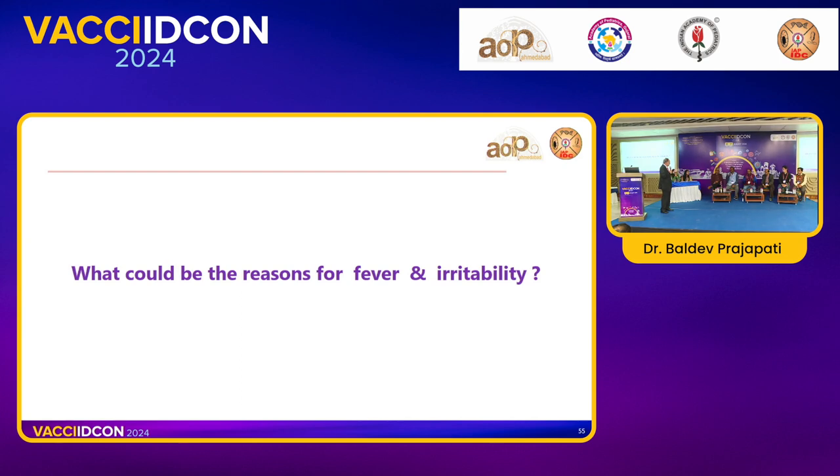Sir, anything beyond that? Either the HLH, not convincing but still. Second point, sir said that search for other associated infection with the dengue, yes. Beyond that, anything?